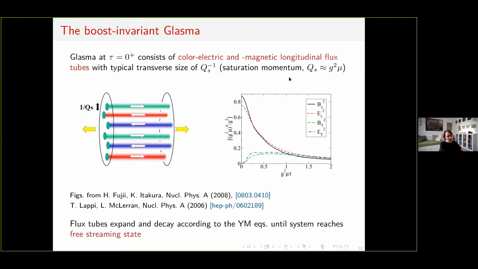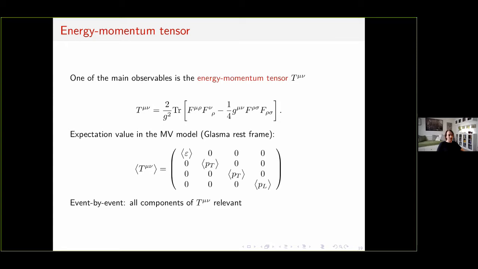So what does this mean? Well, to make this more precise, we look at the energy momentum tensor, which is of course the main observable because it's gauge invariant and is used to couple to kinetic theory and hydro and so on. You can simply compute it from the field strength like this. If you perform this average over all of these charge densities, as I showed you earlier, then your energy momentum tensor will look like this in the Glasma rest frame. So it becomes diagonal. You only have to basically worry about three different components: energy density, the transverse pressure, and the longitudinal pressure. For discussions here, I'm going to stick to these three components. But of course, if you do event-by-event simulations, actually all of T^{mu nu} can be important. So this is just a simplification for the discussion here.